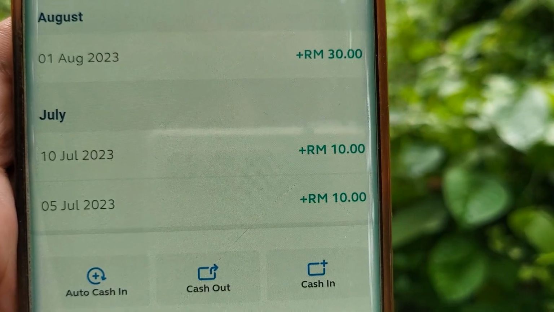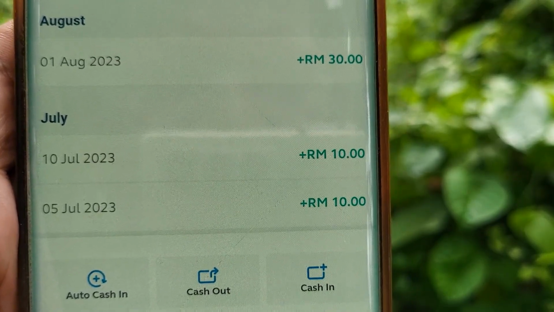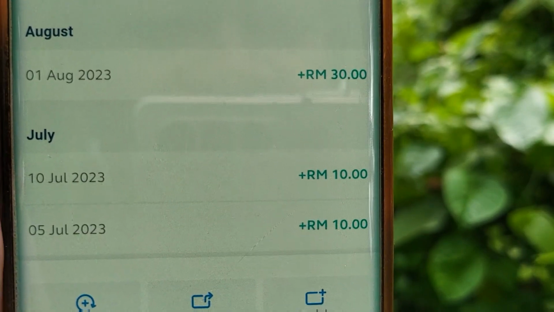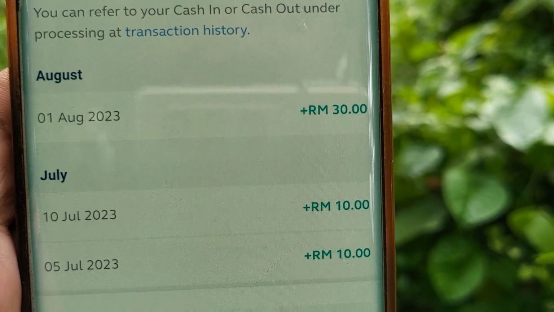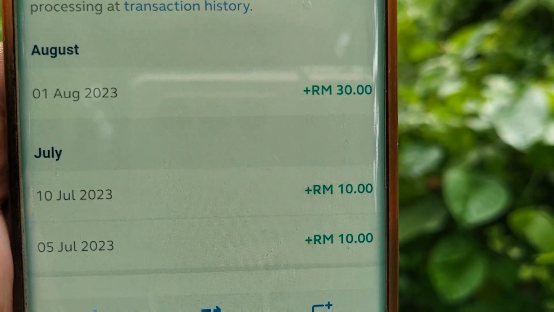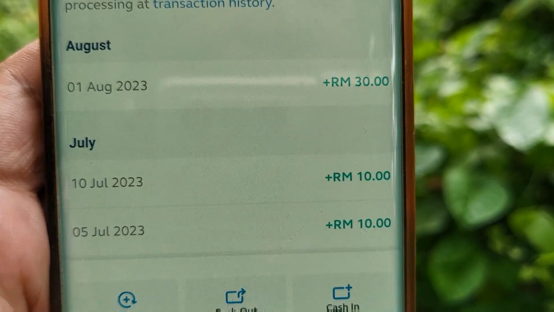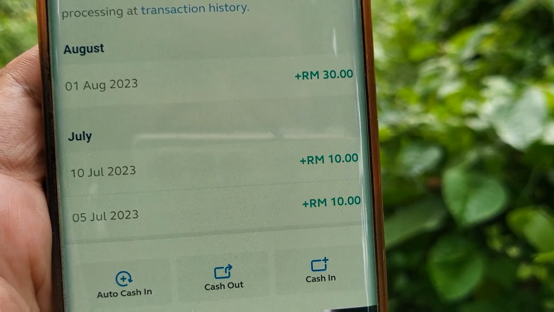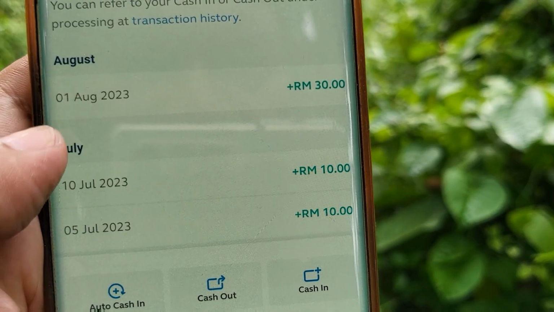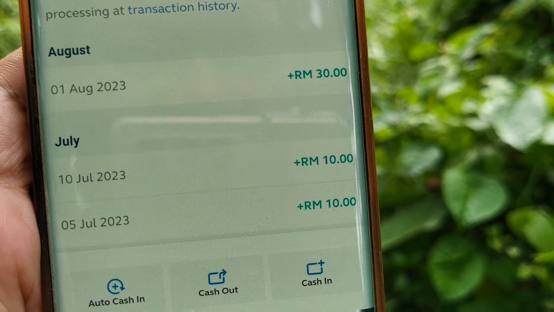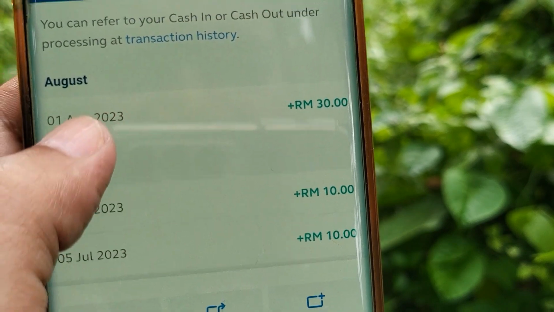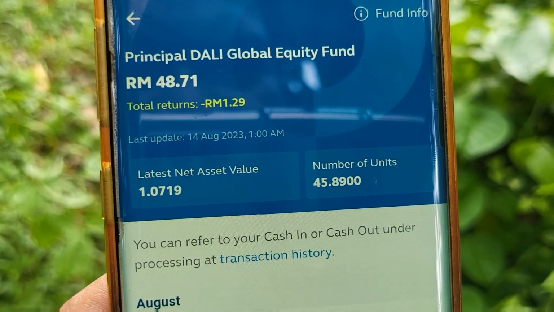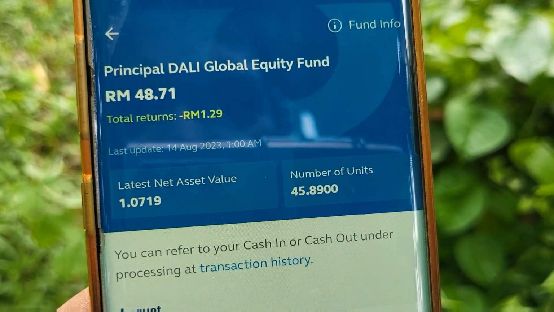Anyway, I've deposited 10 ringgit each on the 5th of July and 10th of July, and another 30 ringgit on the 1st of August. So in total that will be 50 ringgit. The sales charge is 1.5%, so I think that's 15 cents for each 10 ringgit. So that'll be about 75 cents altogether. So that should have been 49 ringgit 25 cents, I think.